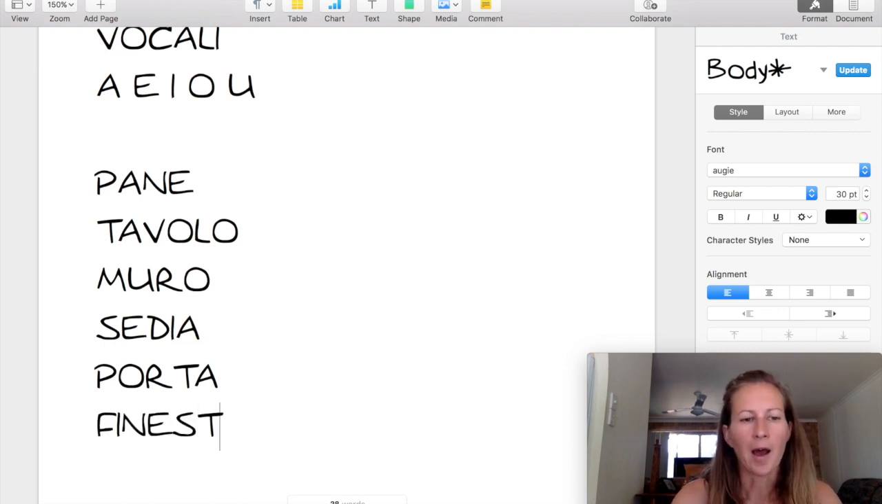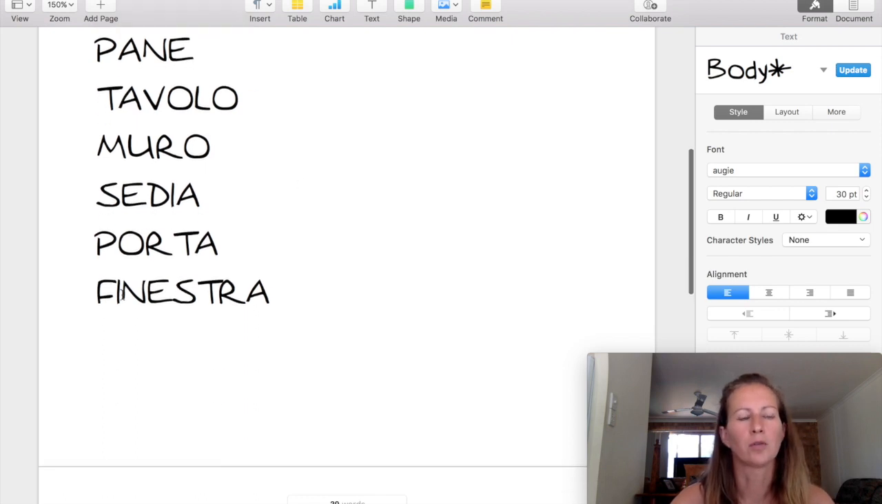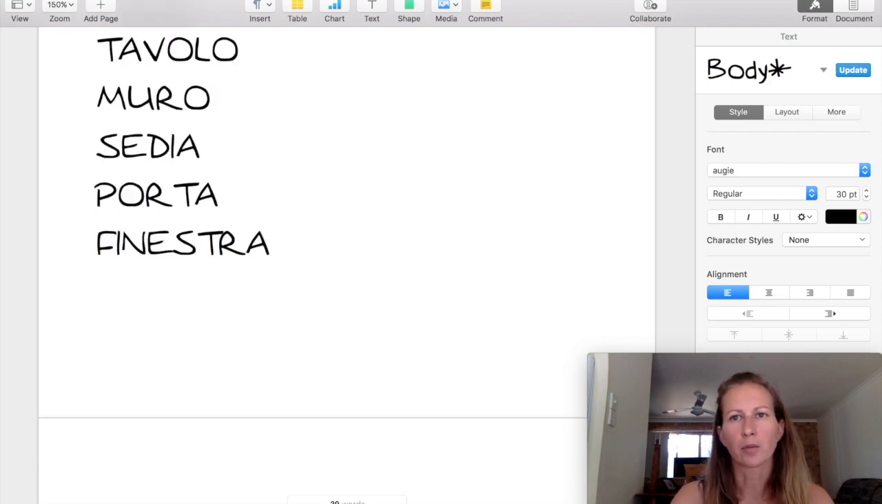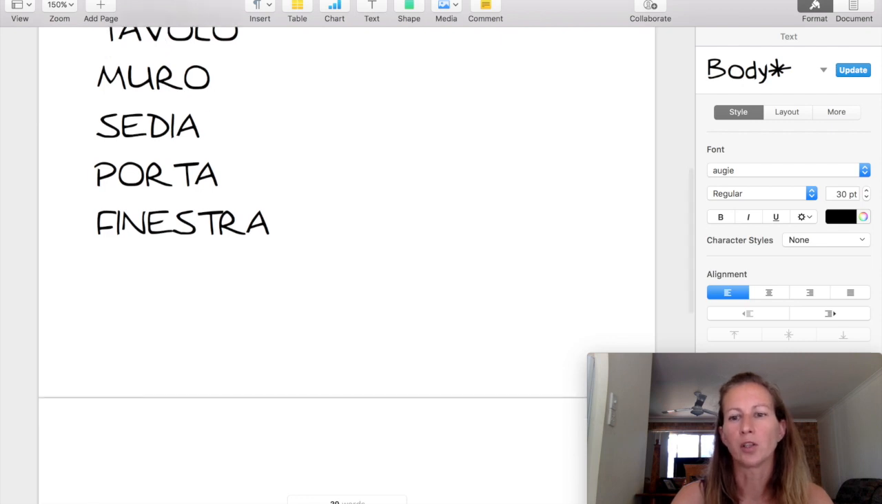Or we can have this one. It's a bit longer, but just follow the rules. So, finestra. Finestra means window. Something that might create some problems for people who are not used to this is when you find a word with doubles.